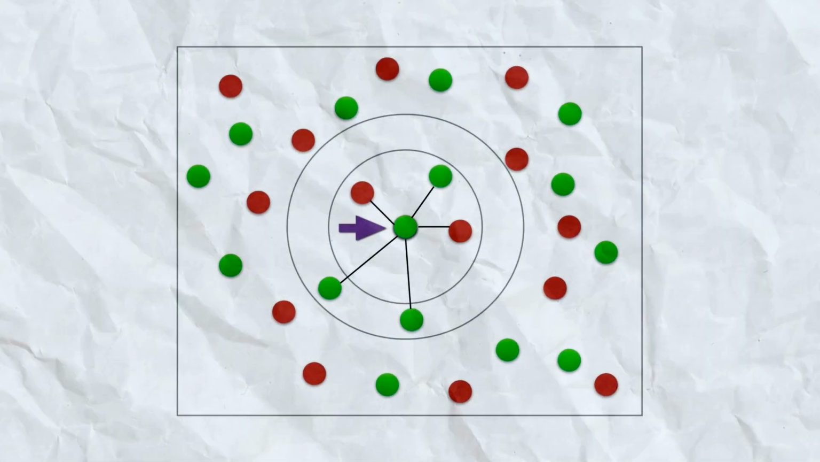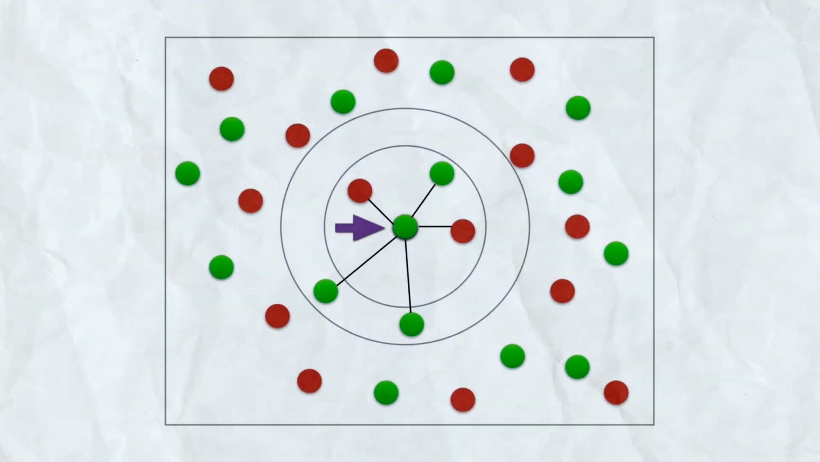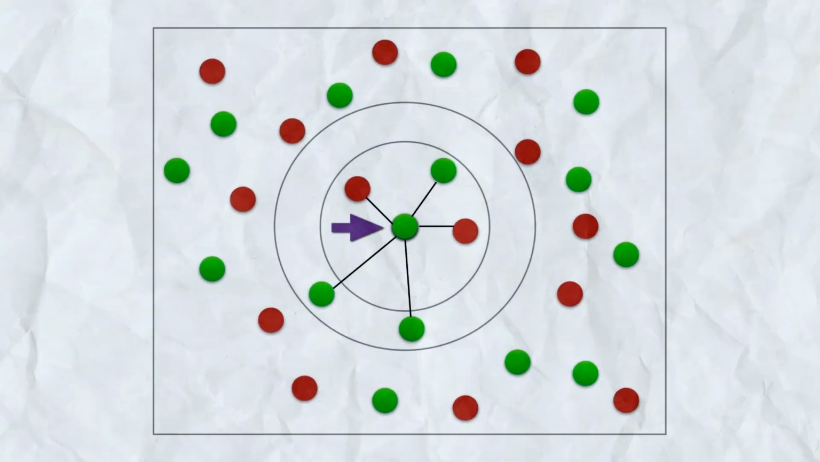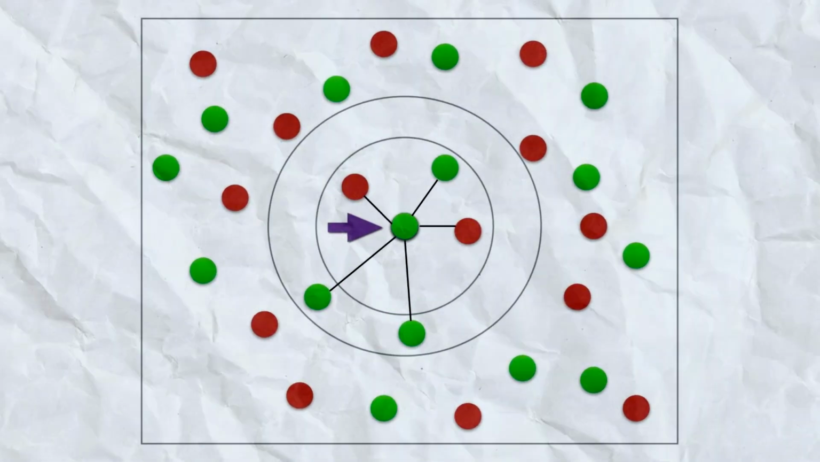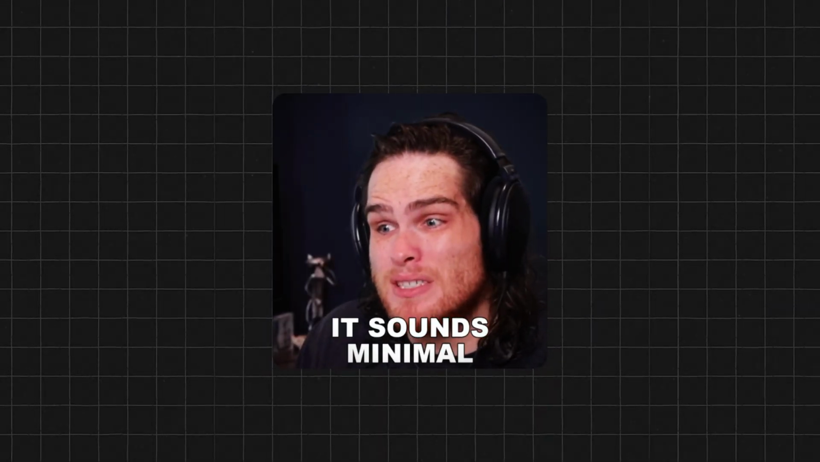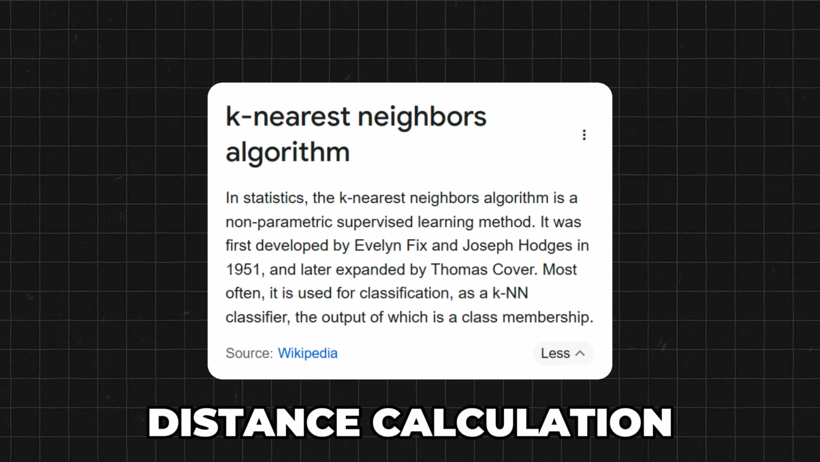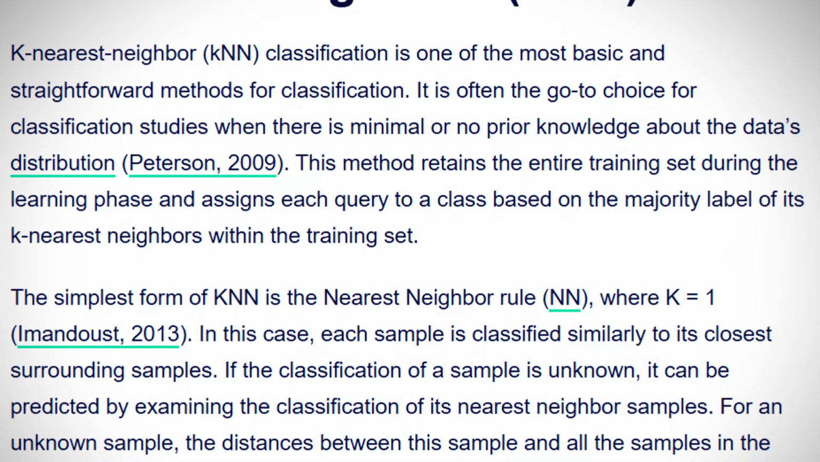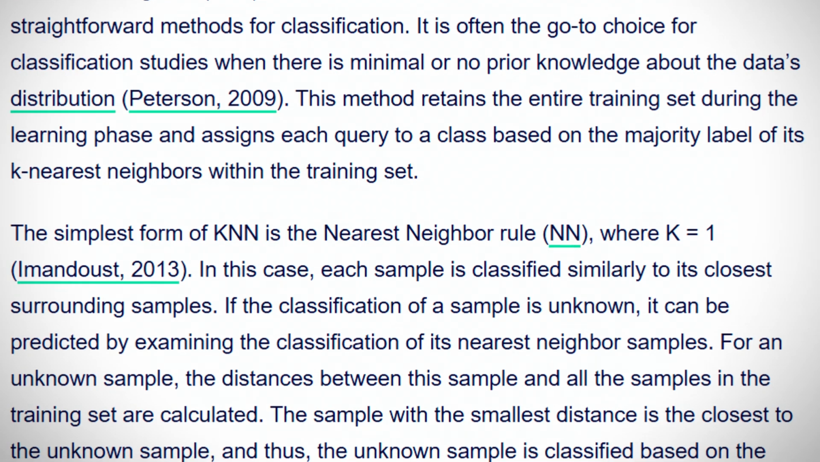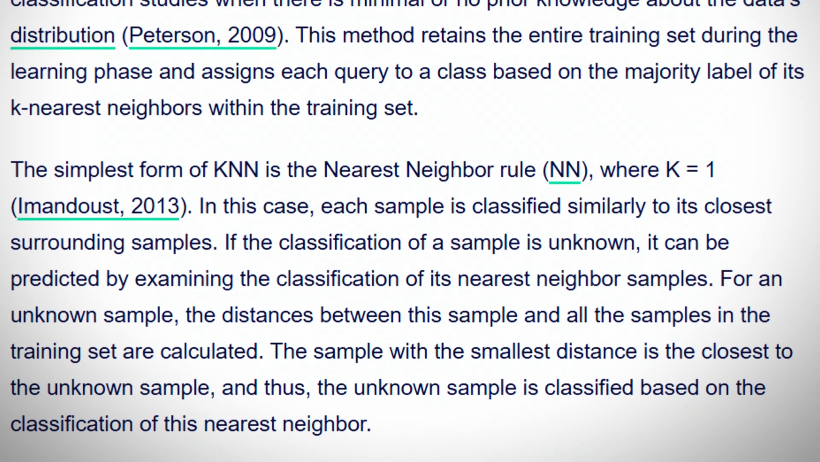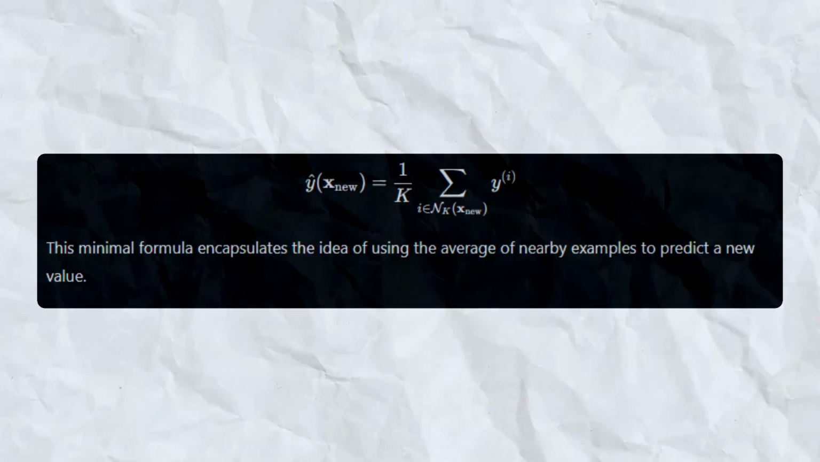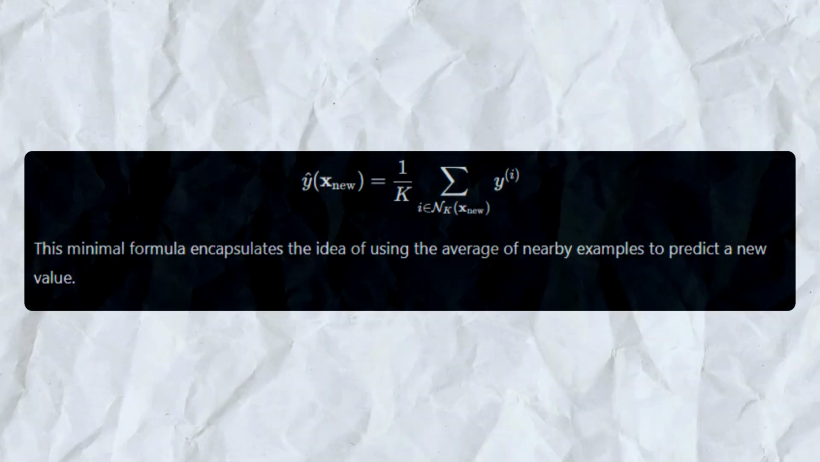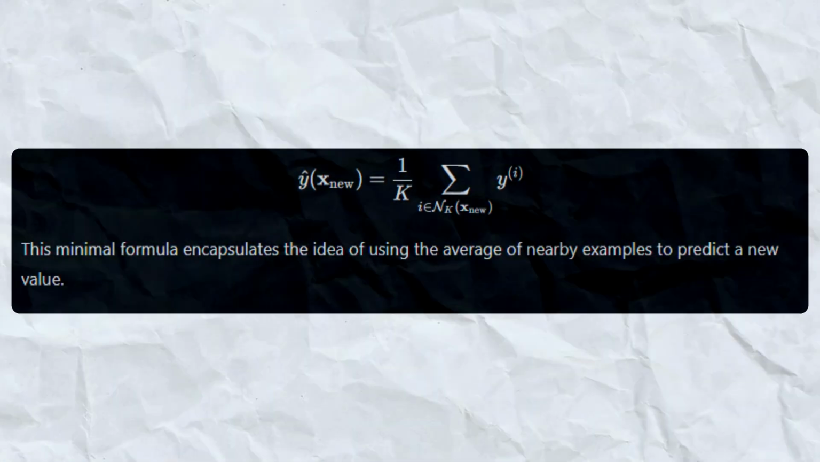While this method is intuitive and often effective for local predictions, it can become computationally intensive as the dataset grows. The underlying math is minimal, essentially a distance calculation and an averaging operation, but the key is that KNN embodies the idea of using nearby examples to guide predictions. This minimal formula encapsulates the idea of using the average of nearby examples to predict a new value.